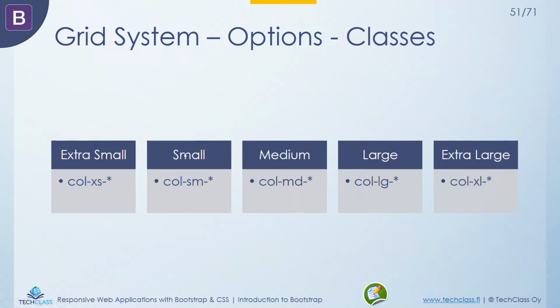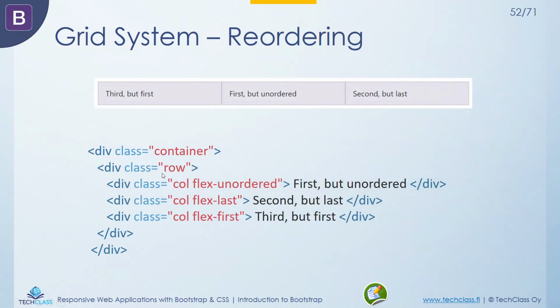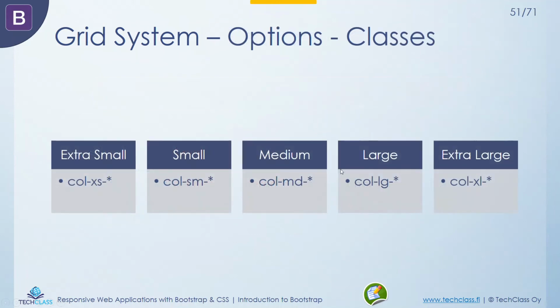When we are dealing with extra small, we can allocate here, instead of this star sign, a value from 1 to 12, and then also apply another rule for small screens with SM, assigning one other value for that, and also for the other sizes. So we can allocate multiple classes for different sizes of the screen as well.